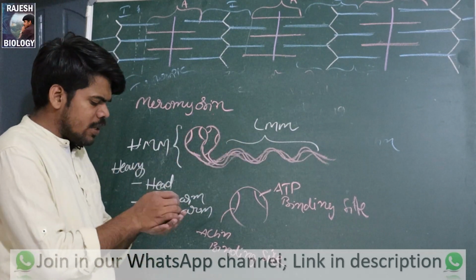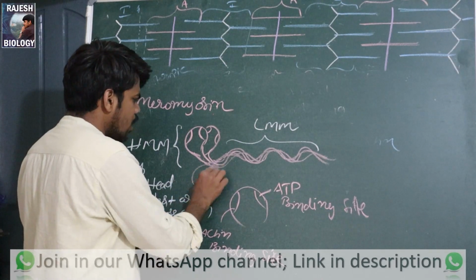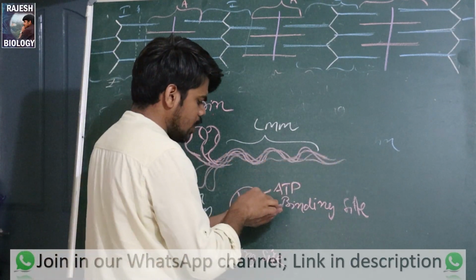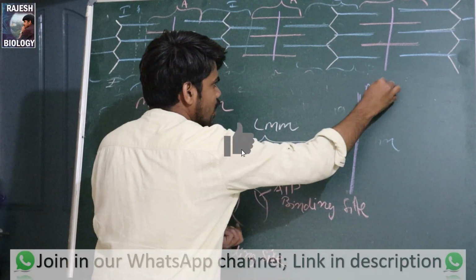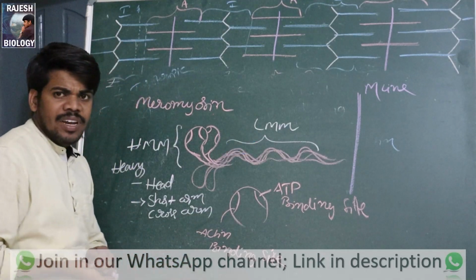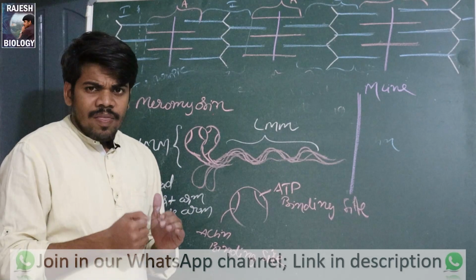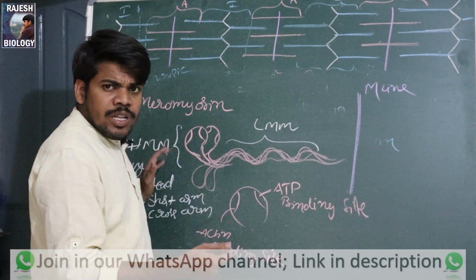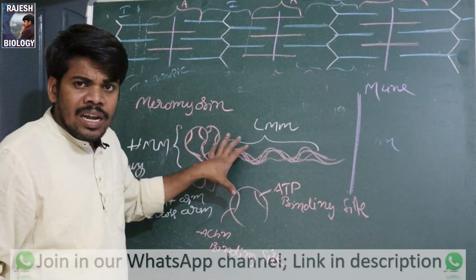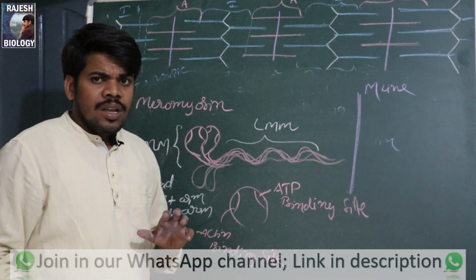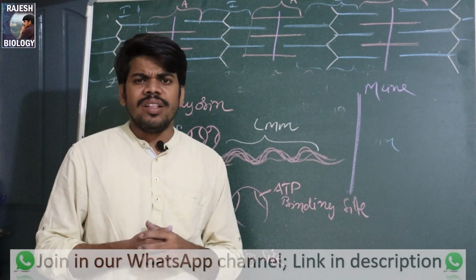Many such meromyosins are fused, and their tails are all attached to one M line, the middle line. M line is made up of fibrous tissue. Next we will observe this entire sarcomere structure in a detailed manner, how the actin is present, how the myosin is present. And later, in the next video, we will discuss the sliding filament theory.